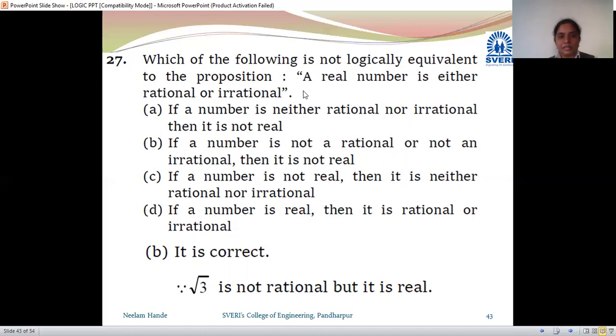Okay, if we look here, the meaning should not change, so we can write the contrapositive statement. What is that? If a number is not rational, or if it is not irrational, then it is not a real number. This is the logically equivalent statement. All others are wrong. So your correct option must be option B.